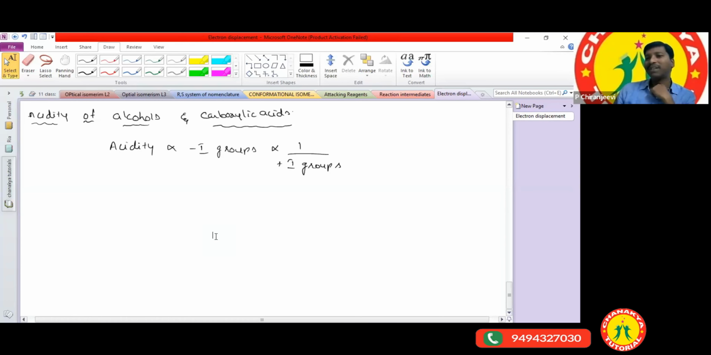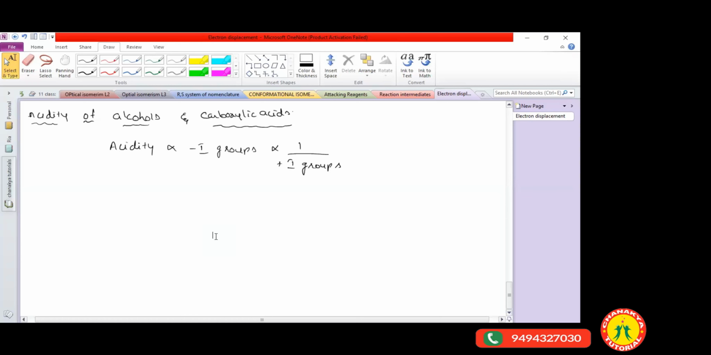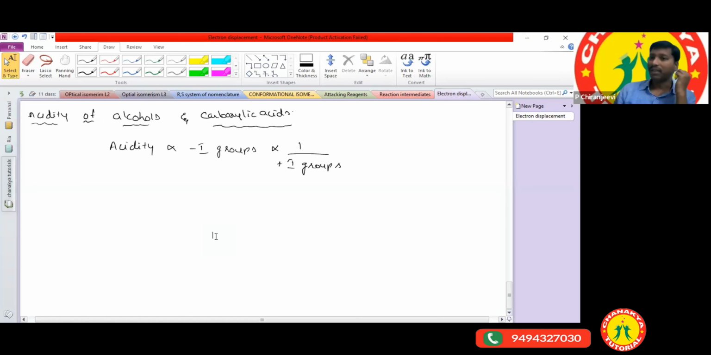Acetic acid is one of the best examples of a weak acid, and formic acid and benzoic acid are also good examples. All the natural acids which we find, like citric acid, are weak acids. They undergo partial dissociation. So acidity depends upon the liberation of the H plus ion, and that is the concept we are applying here.